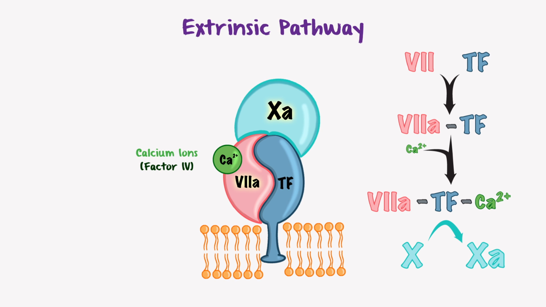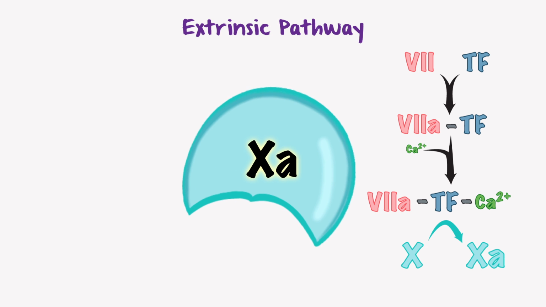Interestingly, calcium ions used to be called factor 4 as a part of the cascade, but it was later discovered that factor 4 was just calcium ions. Factor 10A is now ready to continue on to the common pathway. But before moving on to the common pathway, let's talk about the intrinsic pathway.